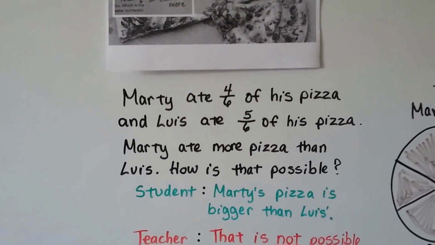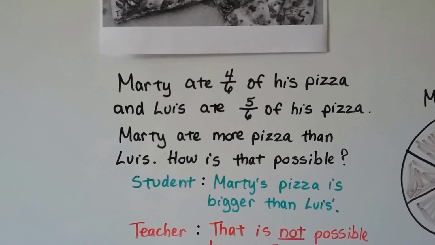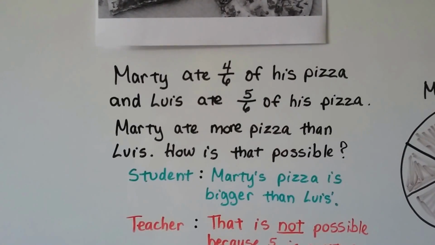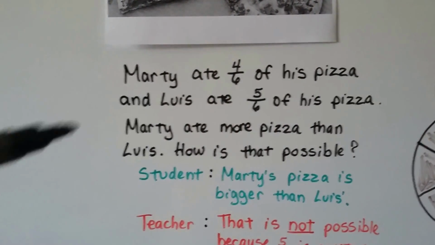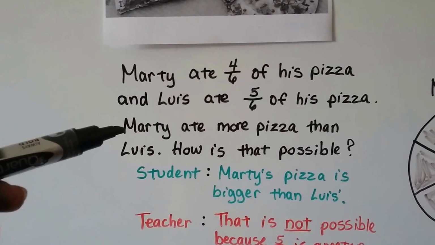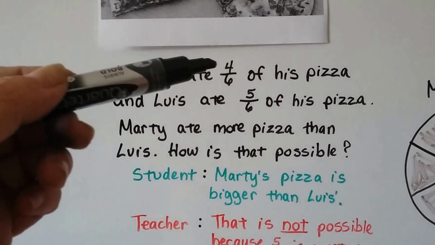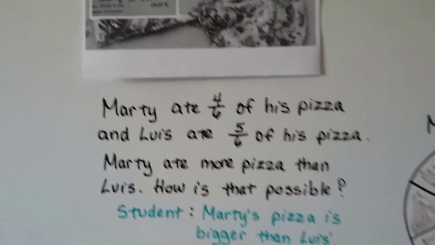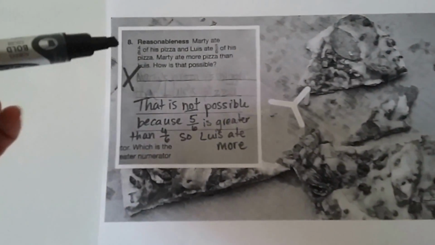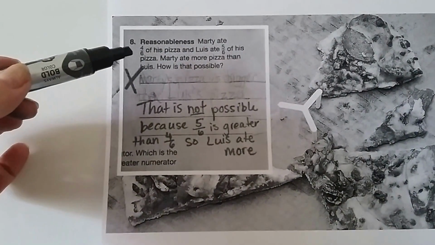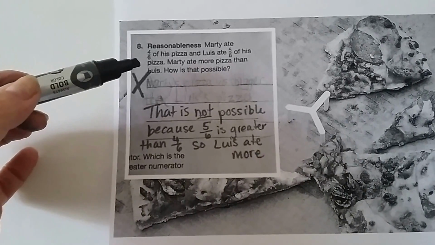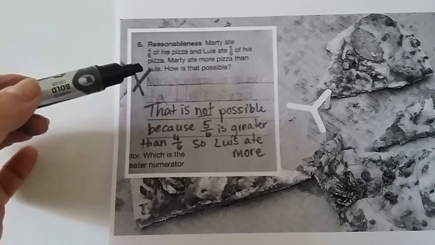Marty ate 4/6 of his pizza and Lewis ate 5/6 of his pizza. Marty ate more pizza than Lewis. Well, that's given. It's telling us that Marty ate more pizza than Lewis, even though he ate 4/6. And it said, how is that possible? Marty ate 4/6 of his pizza and Lewis ate 5/6 of his pizza. Marty ate more pizza than Lewis. How is that possible?